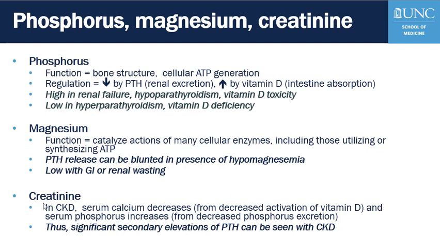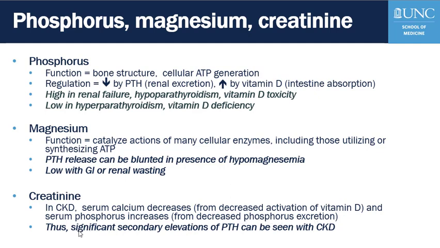And then finally, creatinine measurement is essential when evaluating parathyroid and calcium disorders. So in chronic kidney disease, or CKD, serum calcium decreases because the failing kidneys can't adequately produce activated vitamin D. Also in CKD, serum phosphorus increases because the failing kidney cannot adequately excrete phosphorus.